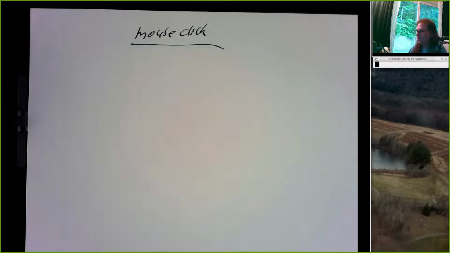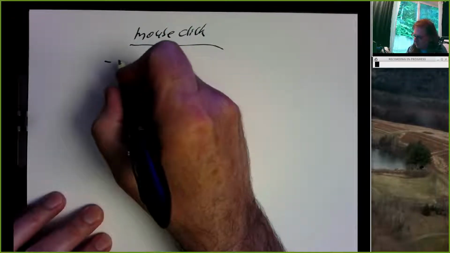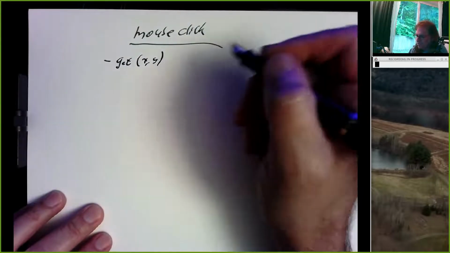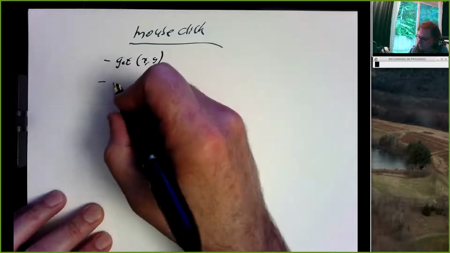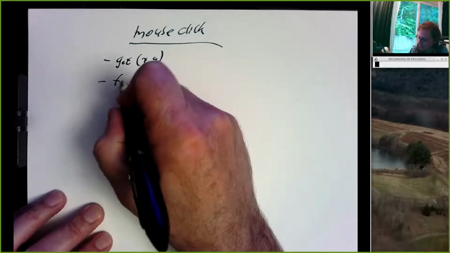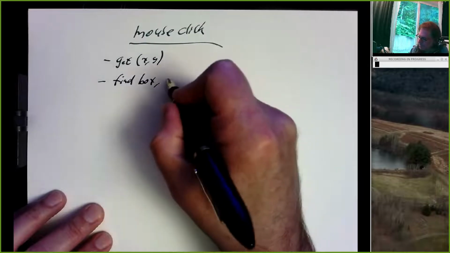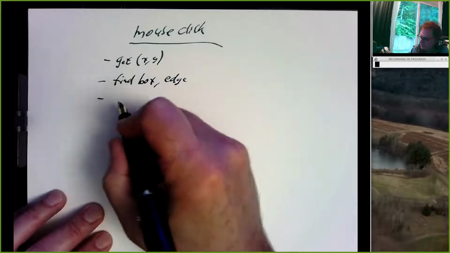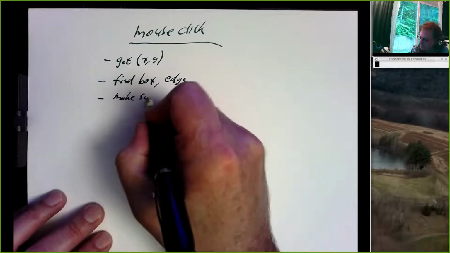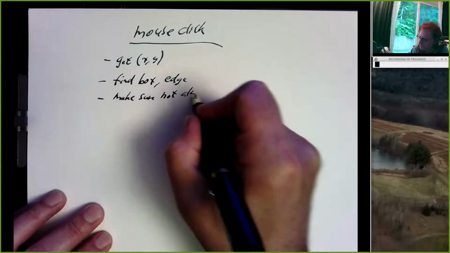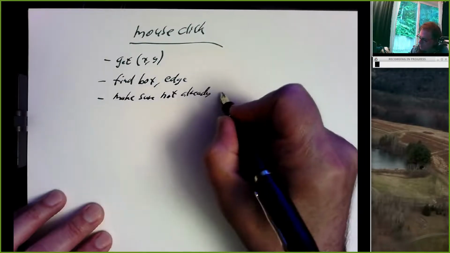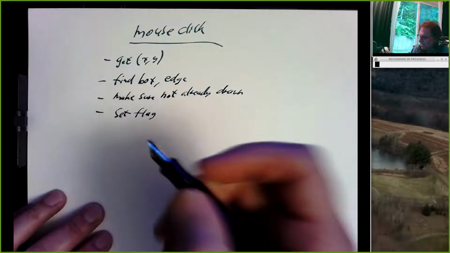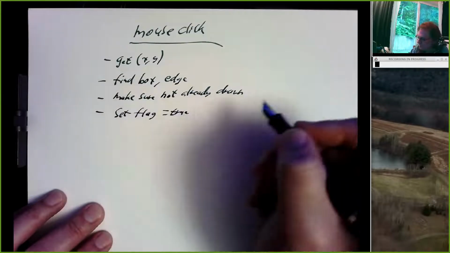All right, so mouse click, you're going to do the following things. Find the XY coordinates of the mouse click. That just comes from your argument. Find what box that corresponds to and what edge it corresponds to. Make sure it's not already clicked, not already drawn. Assuming that line hasn't been drawn, set the flag equal to true.